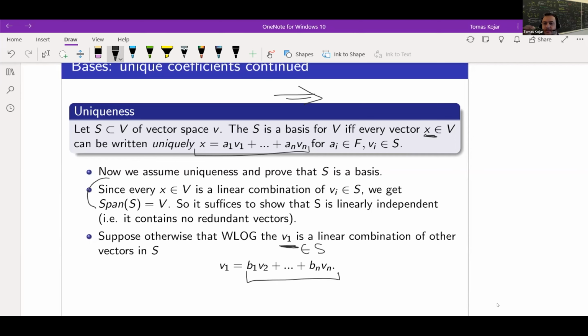That's the interesting direction. The other direction is hard because you need to show span and you need to show uniqueness. And a basis is span plus linear independence. This uniqueness in a way contains the independence. So if you want to go the other way, you're not really gaining anything from here.